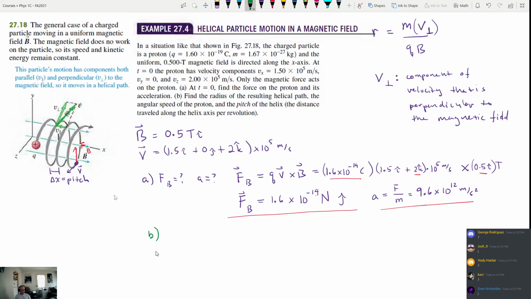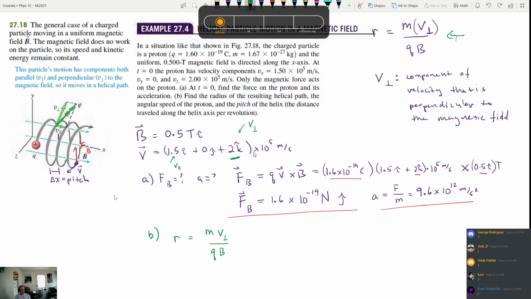Well, the first two we can do relatively easily by using some equations. First of all, we can use this equation here to find the radius of the path. We just need to find the component of the velocity that is perpendicular to the magnetic field. In this case, the z component of the velocity is going to be perpendicular to the magnetic field, guaranteed, right? This component right here is going to be v perpendicular. This component here is going to be parallel to the magnetic field because it's i hat, and the magnetic field's also i hat, so they both point in the positive x direction. But k hat is guaranteed to be perpendicular to i hat, right?